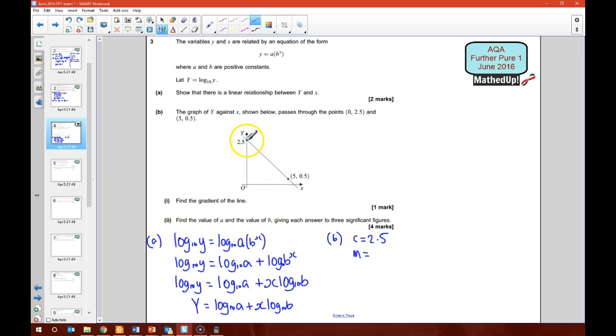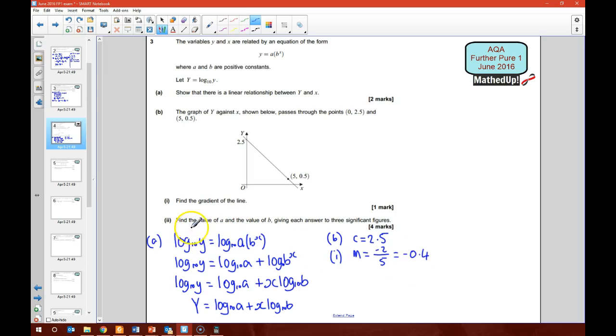So my change in y here has gone from 2.5 to 0.5, so my change in y is -2. And my change in x has gone from 0 to 5, so it's going to be 5. So my m value here is going to be -0.4. So my c value is 2.5 and my m value is -0.4. Okay, so for the first part of b, I need to find the gradient of the line. I've done that already.